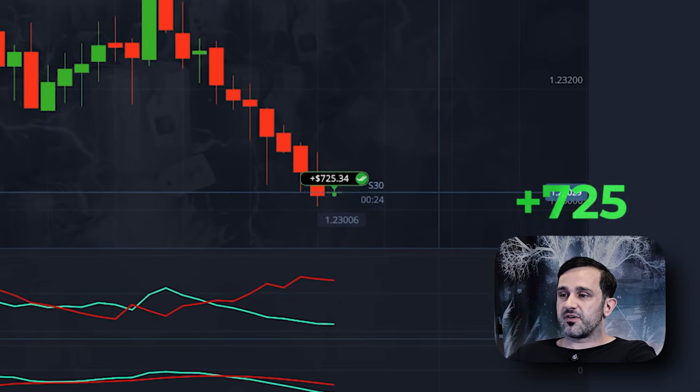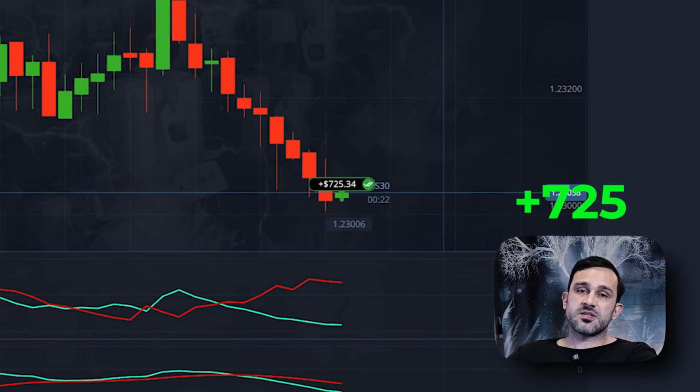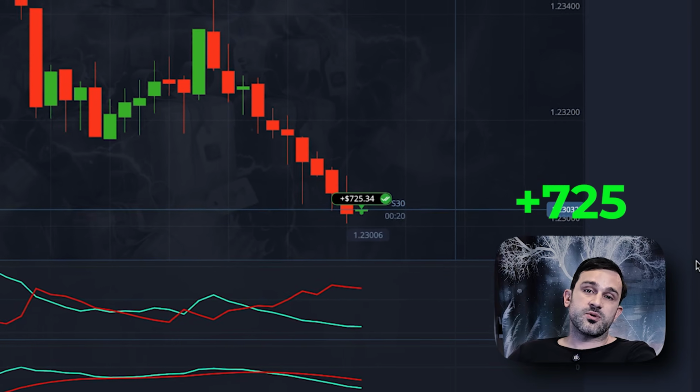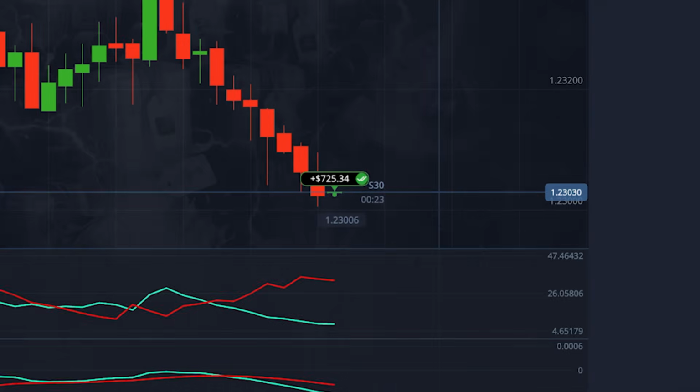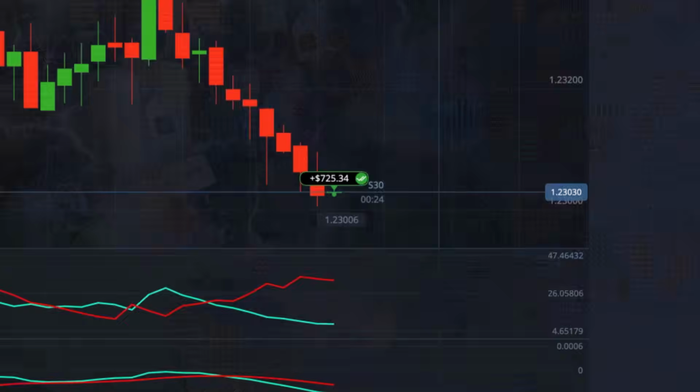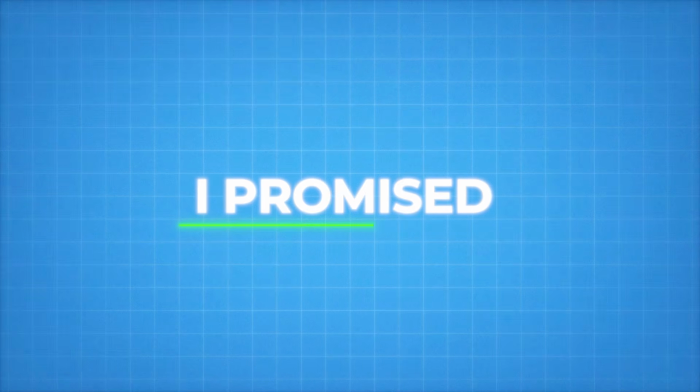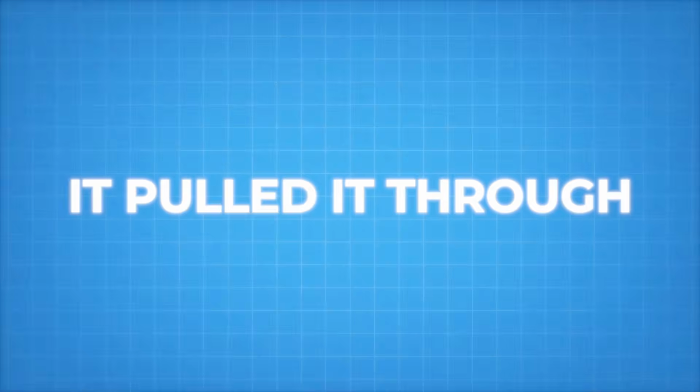Plus $725. Excellent. The ADX and MACD setup worked through the entire series without a single miss. And the setup I called controversial at the beginning passed this test cleanly. 4 trades, 4 confirmations, plus $725 on the account. Not a single emotional entry. I promised, either it pulls the account into profit or we forget about it. It pulled it through. Here's the main conclusion.